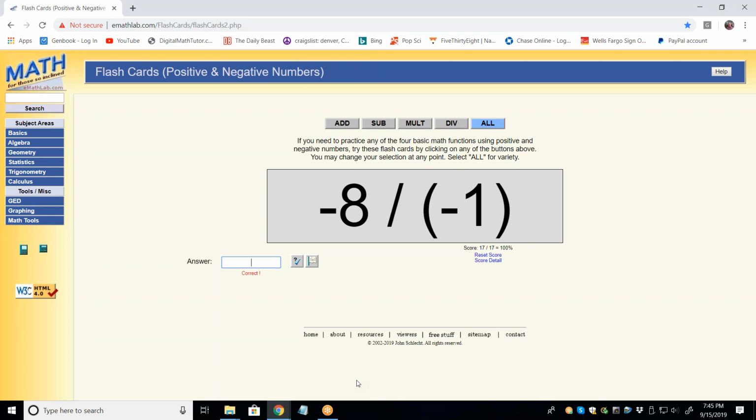Once you get the sign, then ignore the sign. Then it's a straight problem without signs. Positive 8. Yeah. See, when you get the positive, then the only thing left is to divide 8 by 1.